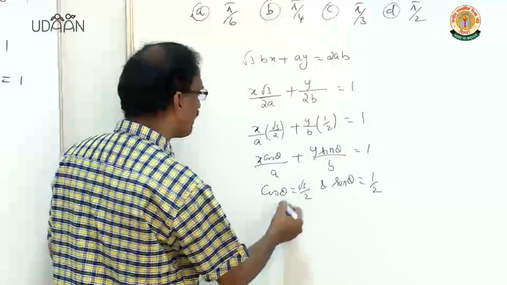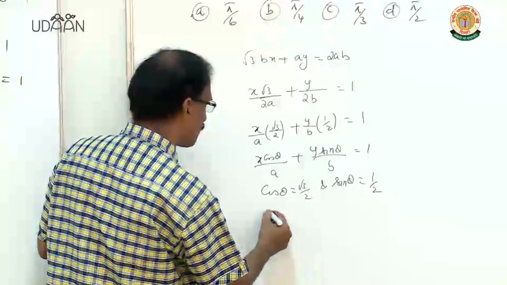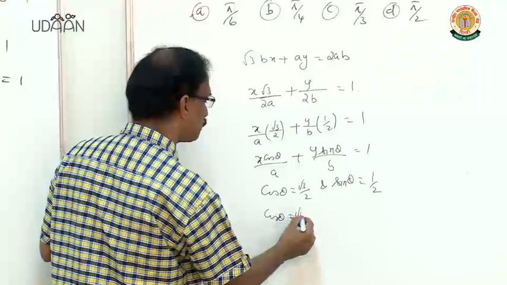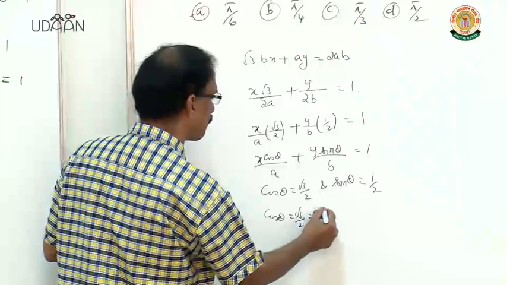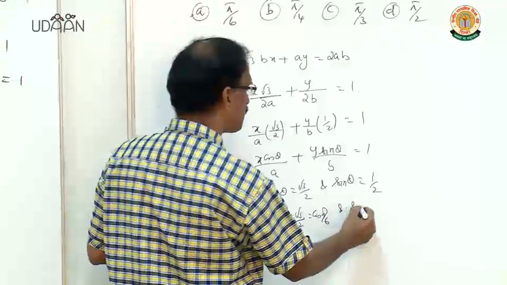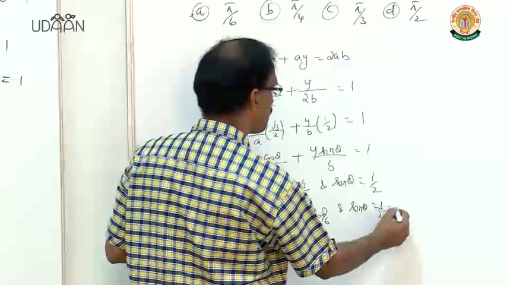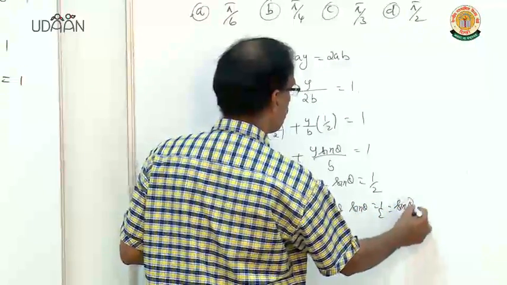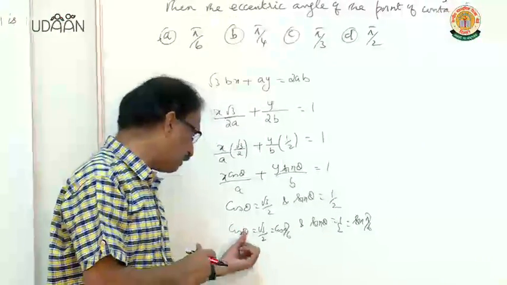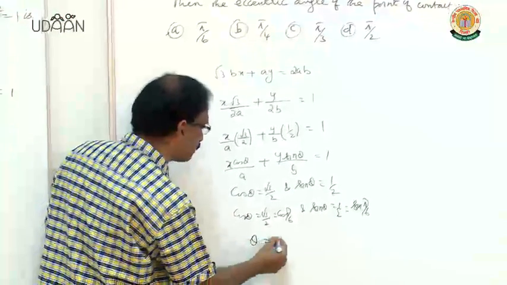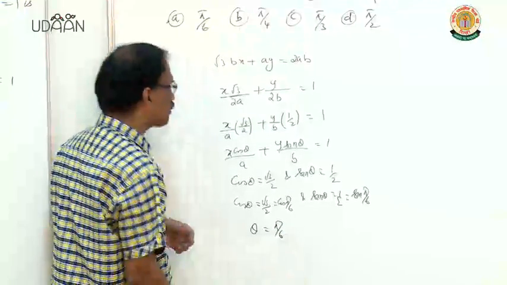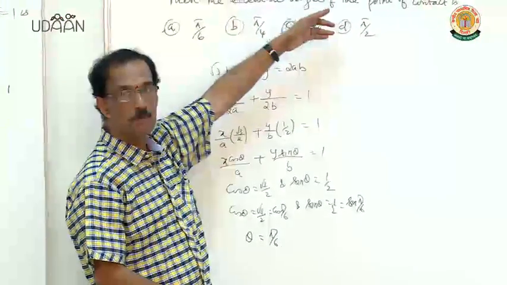So what we get? Cos theta equal to root 3 by 2 means cos pi by 6, and sin theta equal to half means sin pi by 6. So now here theta equal to pi by 6. So the eccentric angle is pi by 6.